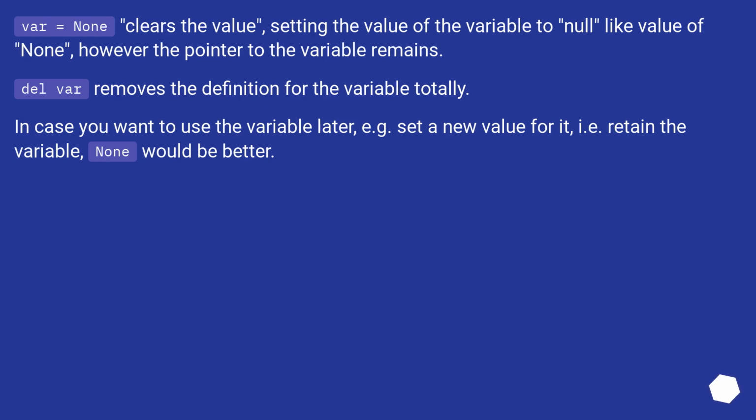var equals None clears the value, setting the value of the variable to a null-like value of None, however the pointer to the variable remains. del var removes the definition for the variable totally. In case you want to use the variable later, for example to set a new value for it, i.e. retain the variable, None would be better.